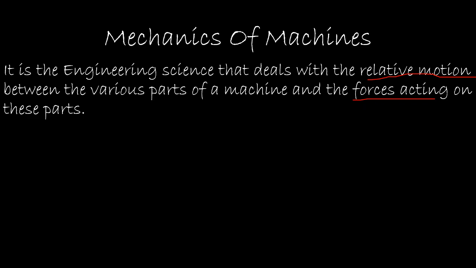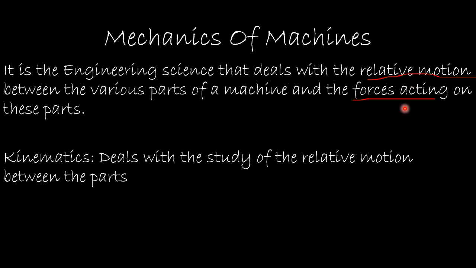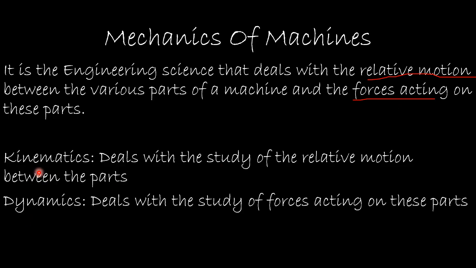As I said, it deals with two things: the relative motion and the forces. The study of the relative motion between the parts is what we call kinematics, and the study of the forces acting on these parts is what we call dynamics. So kinematics and dynamics are the two main components that make up mechanics of machines. For the study of forces, we have forces like inertia forces, torque, and other forces we will talk about in the subsequent videos to come.